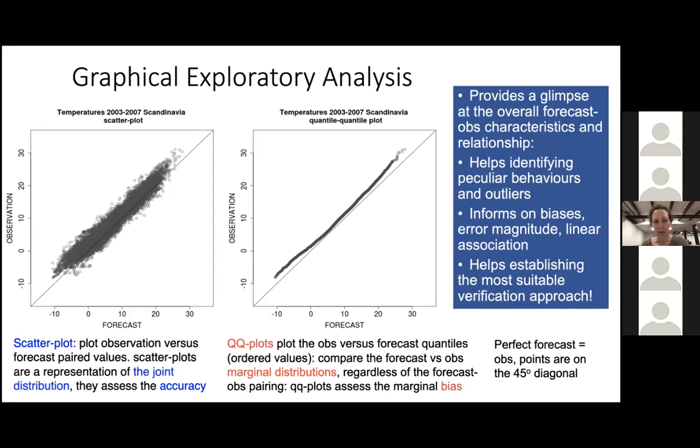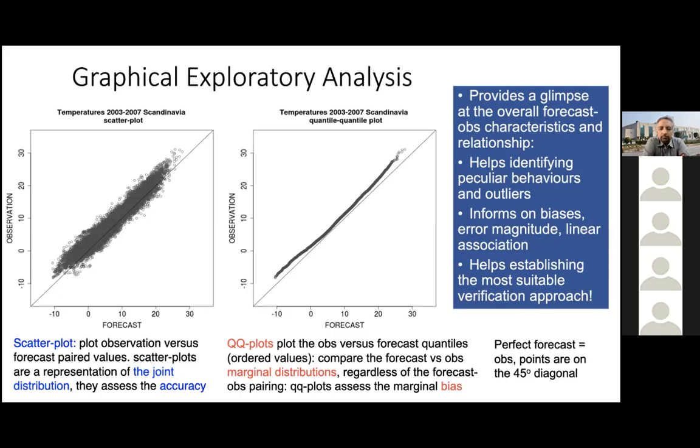On the right, you have the quantile plots. Those are the plots of the observed versus forecast quantiles. In reality, these are essentially the ordered values from the smallest to the largest value of the forecast, and they compare the forecast versus observations marginal distribution. So here you can see immediately there is a positive bias. Actually, no, it's a negative bias. The forecast is on the x-axis.